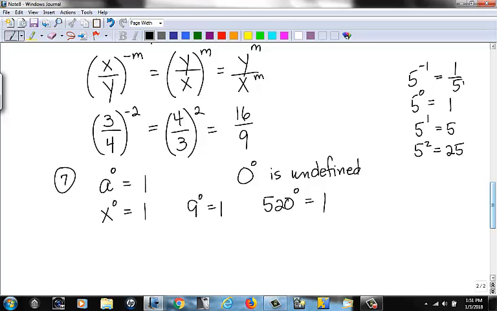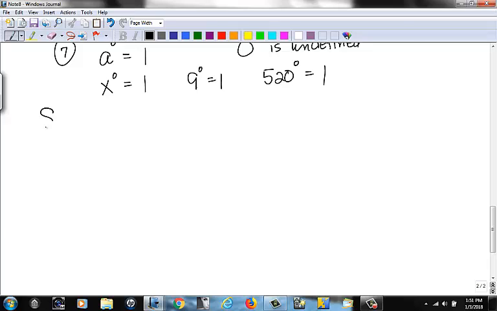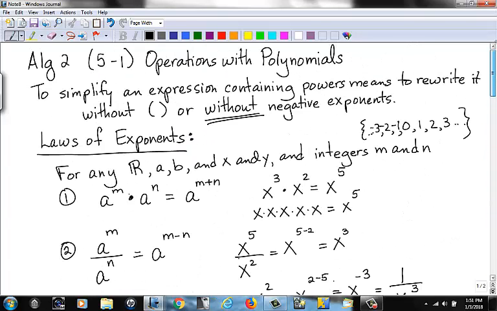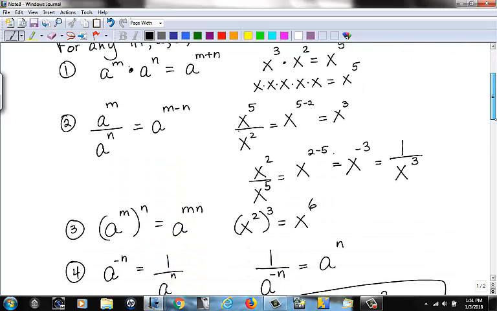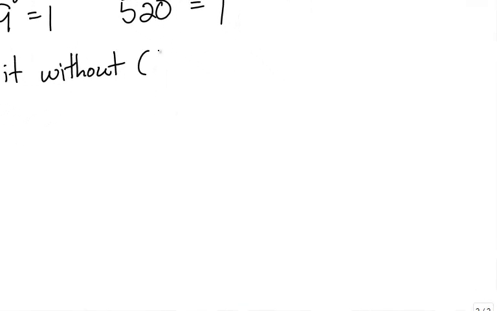Okay, now I want to go through some examples using all these rules, so you have something to go by. They will just say simplify. When they say simplify, you have to know what that means. Look back up here. Simplify: it contains no parentheses and no negative exponents. So they will say in the direction simplify, and that means rewrite it without parentheses or negative exponents.